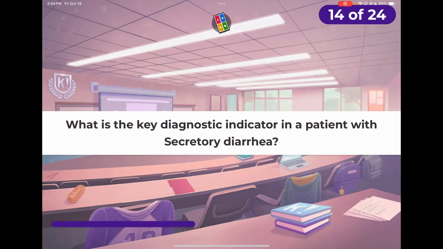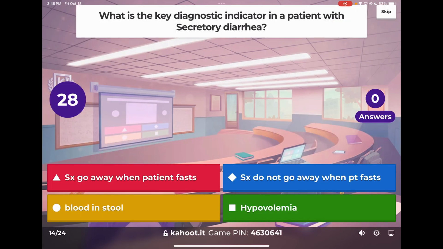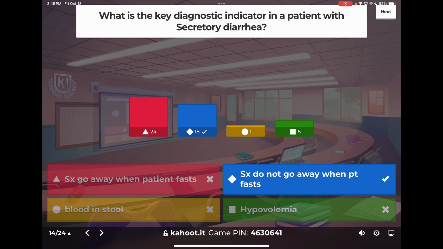What is a key diagnostic indicator in a patient who has secretory diarrhea? So you have 4 types of diarrhea. Make sure you understand each of the types, and have an example of what causes each one. But there's 2 answers here. Obviously, there's opposing answers. One of them has to be the answer. And make sure you know which one it is, and there you go.